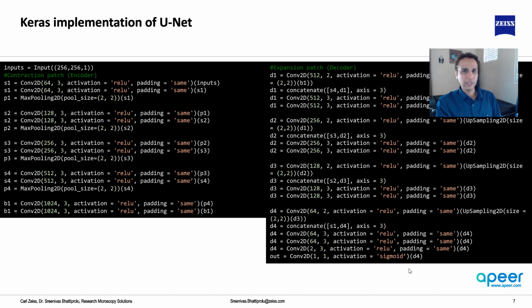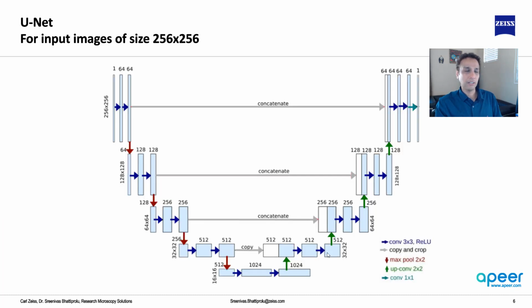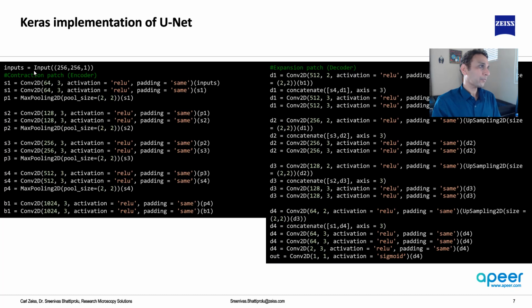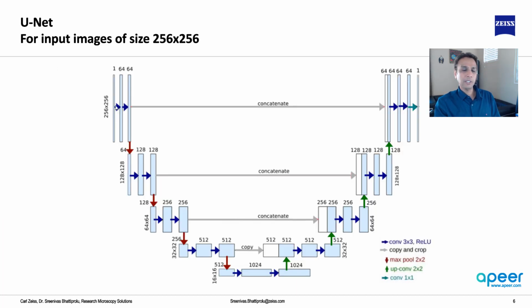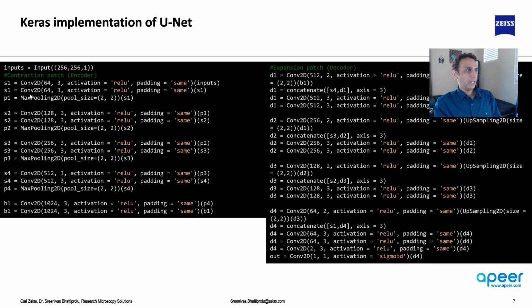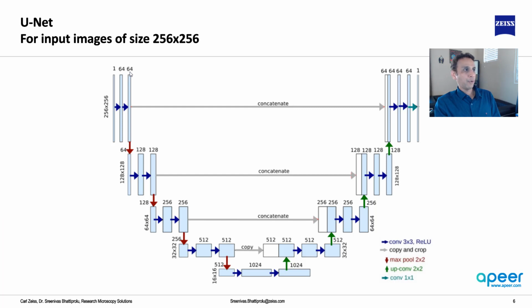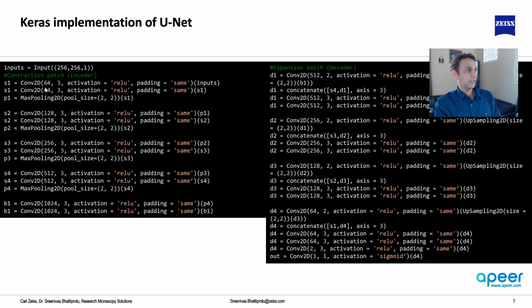How do you code it? Very simple, exactly the way you see it here. My input is 256, 256, 1. Then come 2 convolution operations with 3 by 3 and ReLU. Conv2D, Conv2D. How many filters? 64 filters for my operation. 3 by 3, you can just type 3 here or 3 by 3. It's up to you. Keras accepts both.